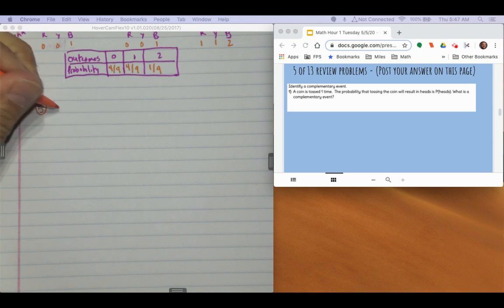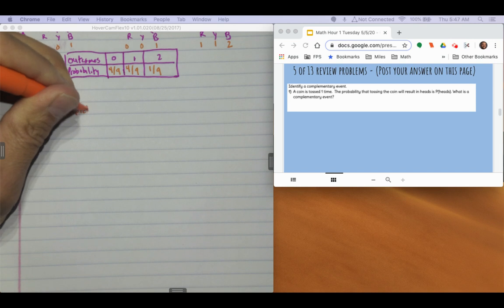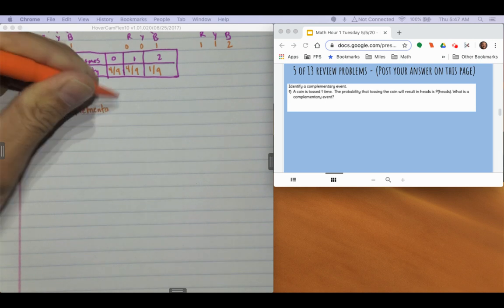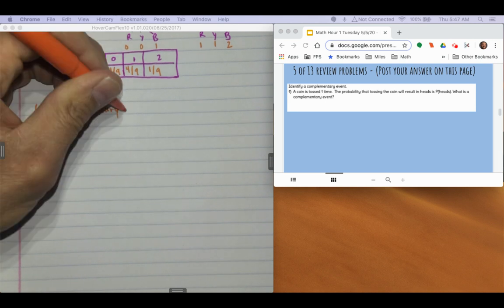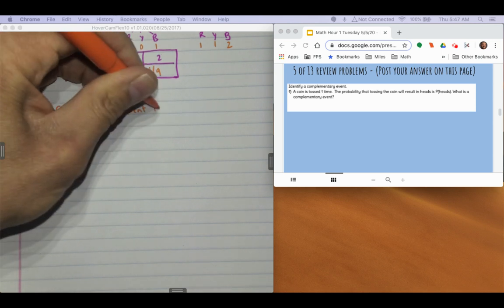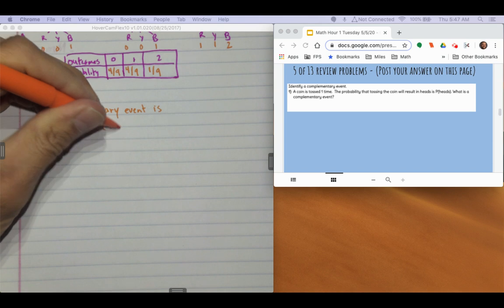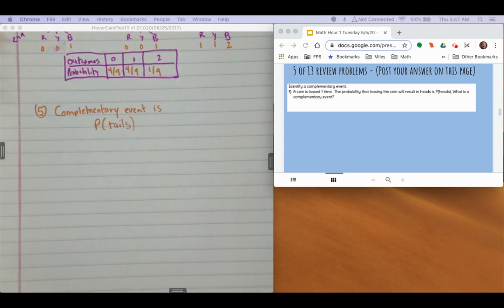Complementary event is probability of tails. Because those two will add up to 1. That's the opposite of it. That was easier, hey?